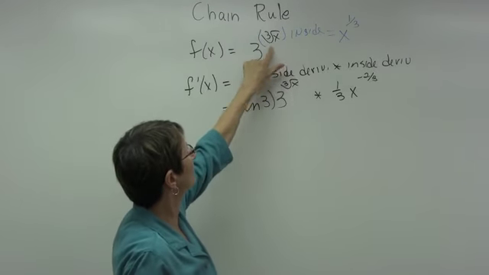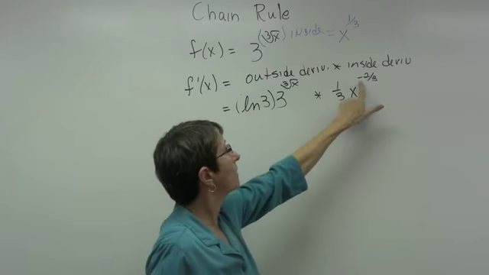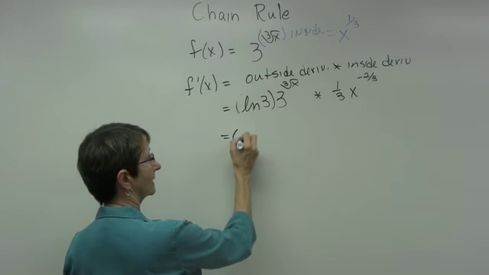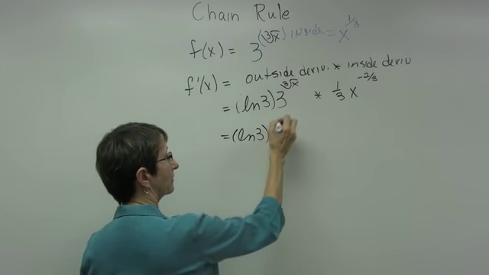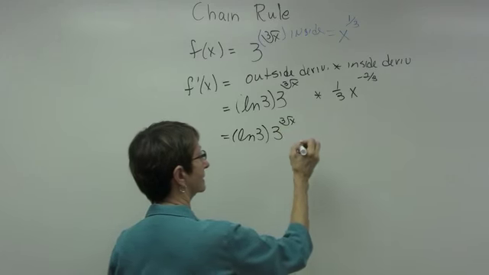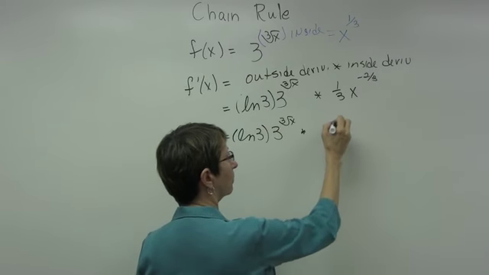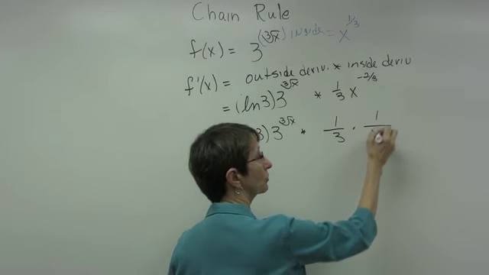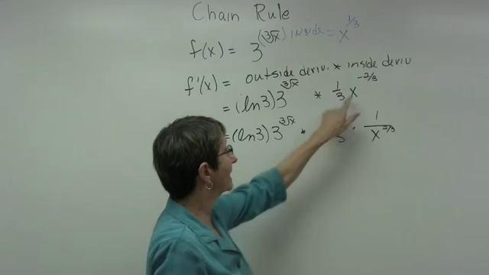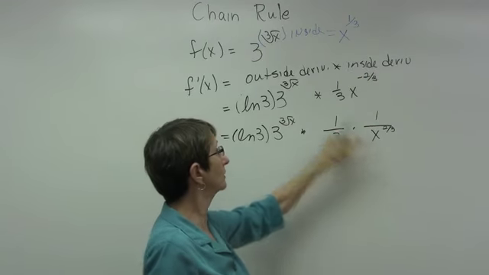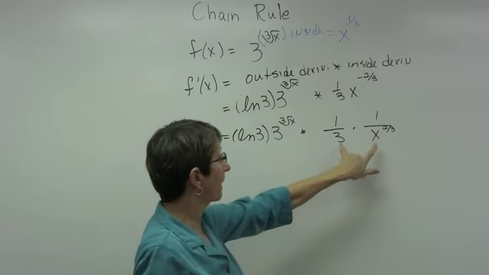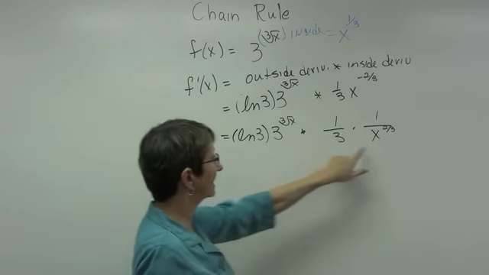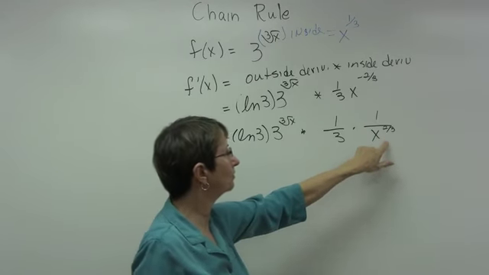Since I started off with a radical, I might want to put it back as a radical, but I definitely don't want to keep a negative exponent. Let's see, ln of 3 to the cube root of x times 1/3 times 1 over x to the 2/3. The x is the only thing through the power, so it goes in the bottom. The 1/3 is already in the bottom. So I do have both of these terms in the denominator. So I think I'll just leave it like that instead of going to radical form.